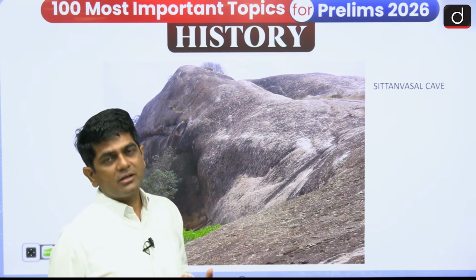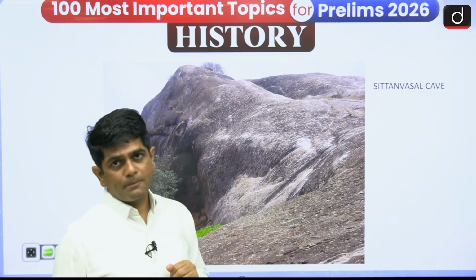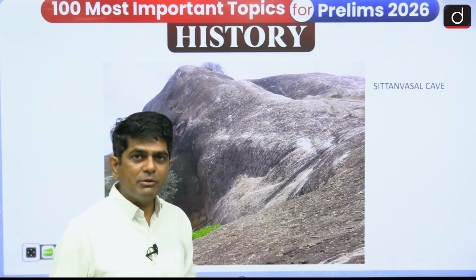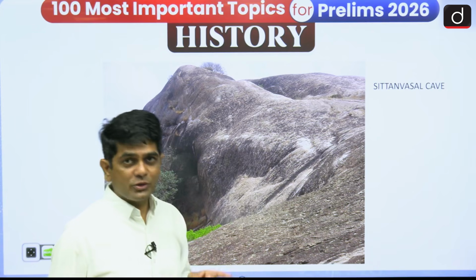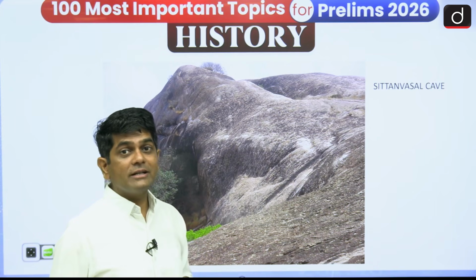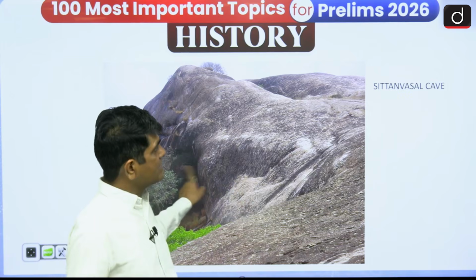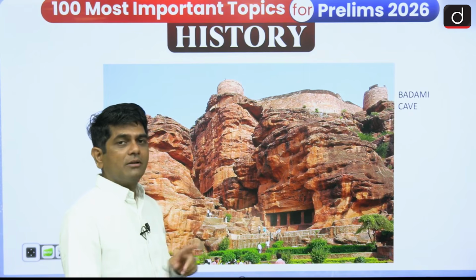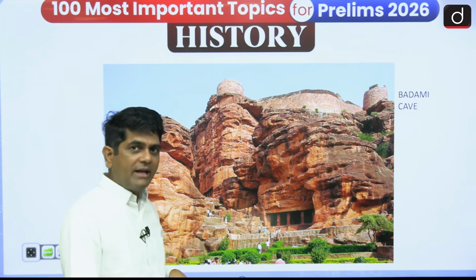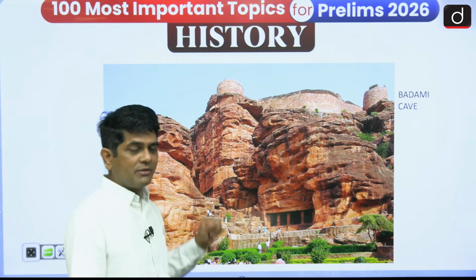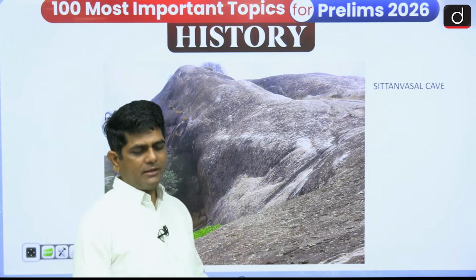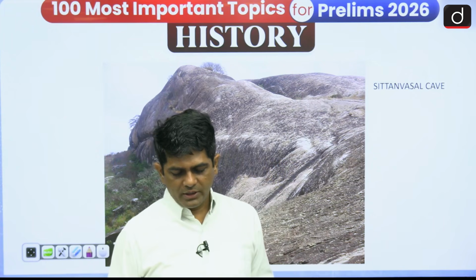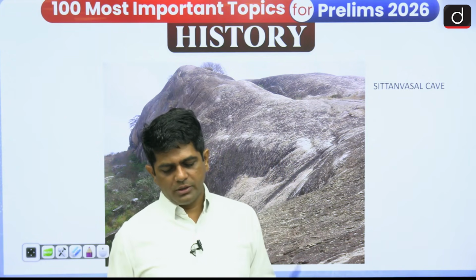So at Badami and at Aihole, we have rock cut architecture related to Hinduism. But remember, dear, at Aihole we have rock cut architecture related to Hinduism, Jainism, and Buddhism as well. But in the Badami caves, we have the rock cut architecture of Hinduism and of Jainism. Clear? So that was all about the rock cut architecture.